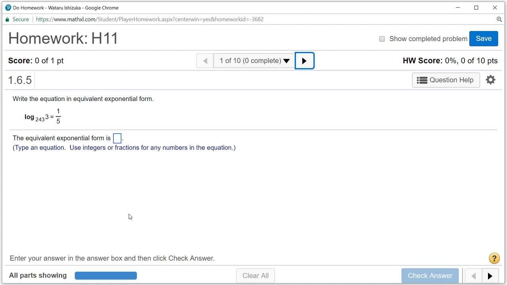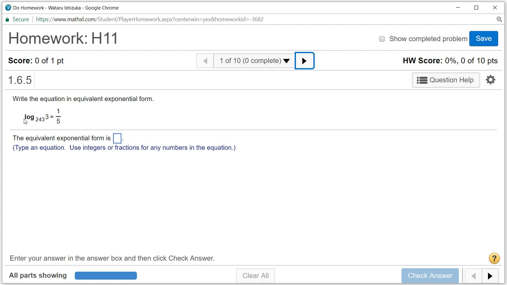All right, let's look at homework 11, problem number 1. We want to rewrite this in terms of exponential form. Remember that the log function and the exponential function are inverses of each other, so it basically does completely the opposite.